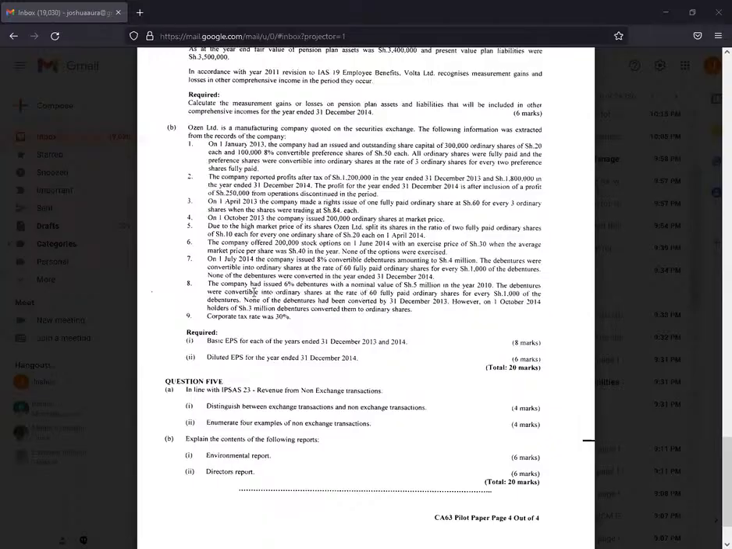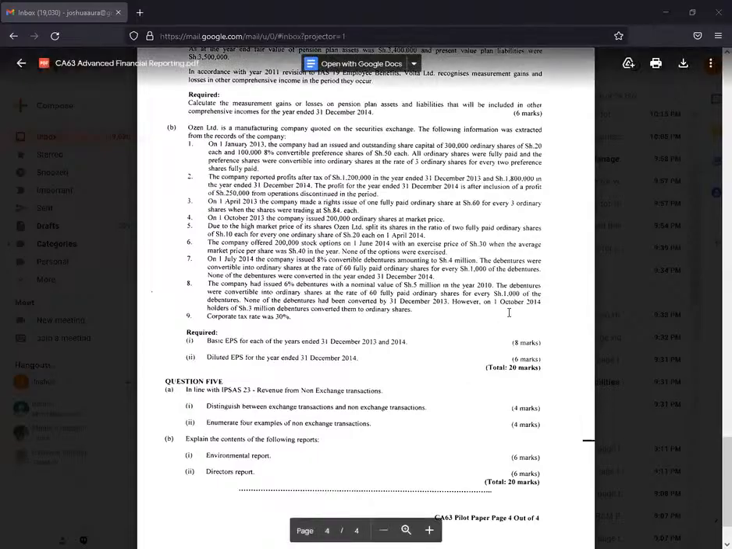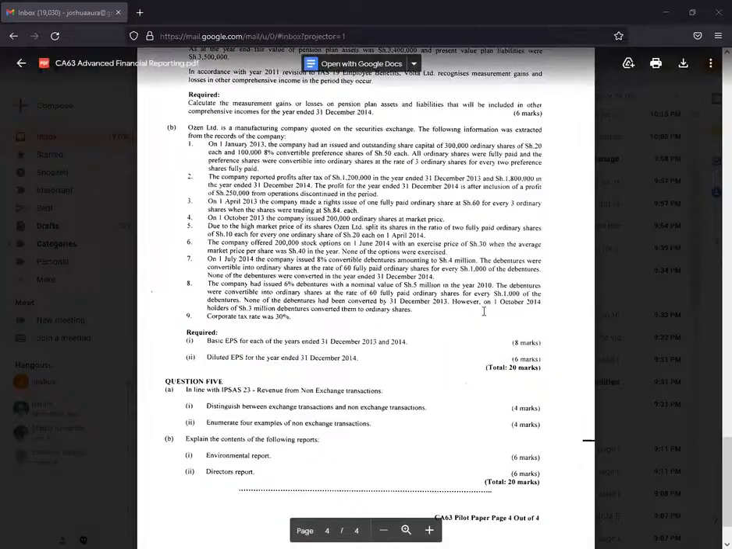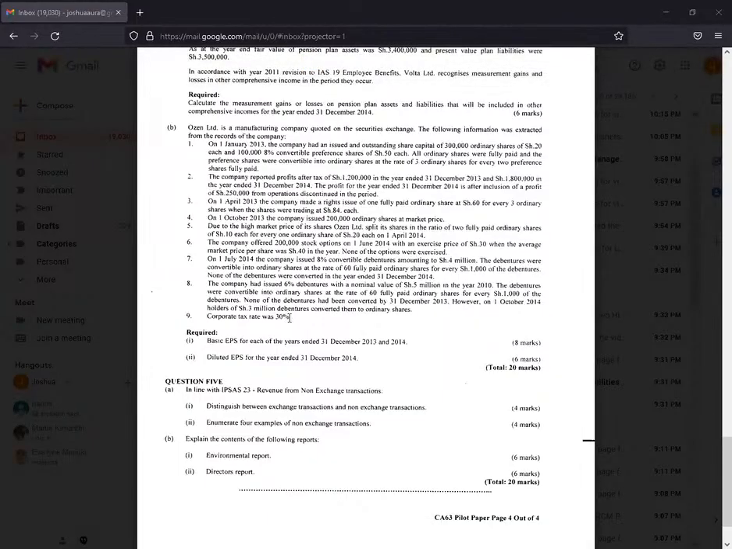We are told the company had issued 6% debentures with a nominal value of 5 million in the year 2014. The debentures were convertible into ordinary shares at the rate of 60 fully paid ordinary shares for every 1,000 of the debentures. None of the debentures had been converted by 31st December 2013. However, on 1st October 2014, holders of shillings 3 million debentures converted them into ordinary shares. So I have to be careful, because this will affect my one-offs, as some debentures were converted to ordinary shares. Corporate tax rate is 30%.